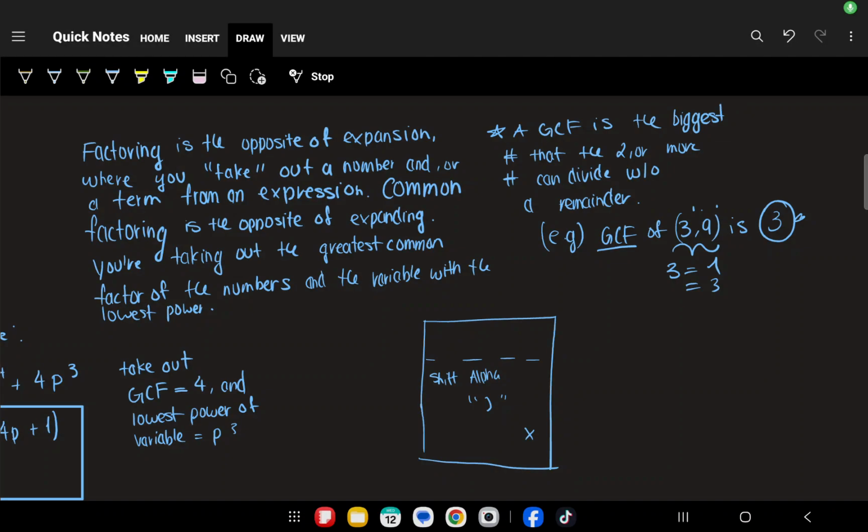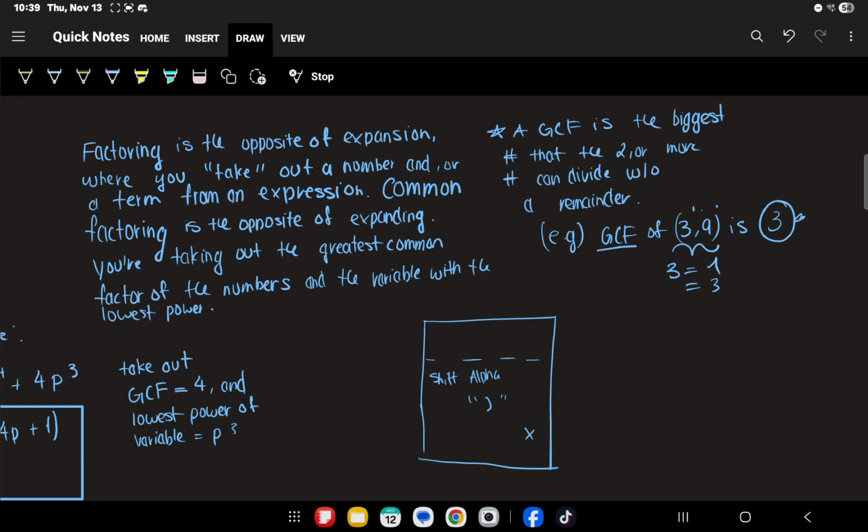Hi guys, this is the fourth lesson of the second unit, polynomials, in grade 9 math. This lesson will be about common factoring. Common factoring, or factoring in general, is the opposite of expansion, as we did in the previous lessons, where the factoring concept is where you take out a number or a term from an expression, okay?